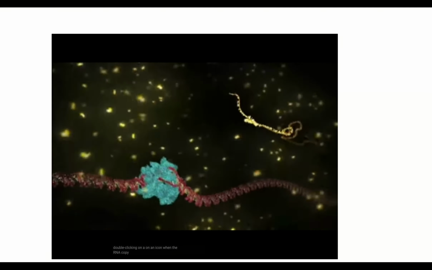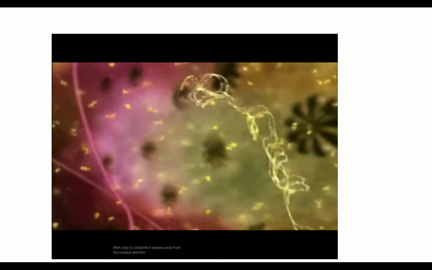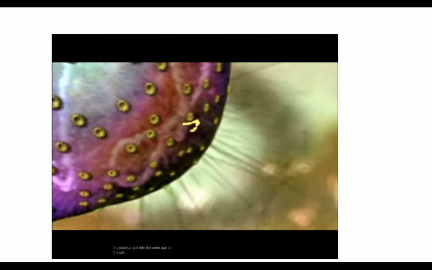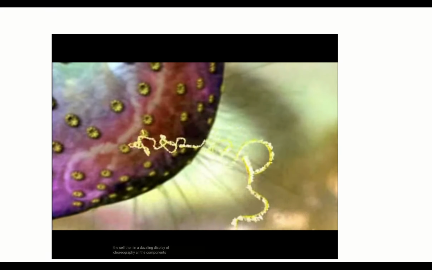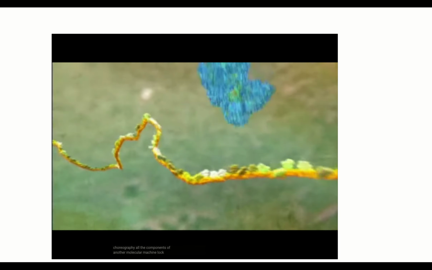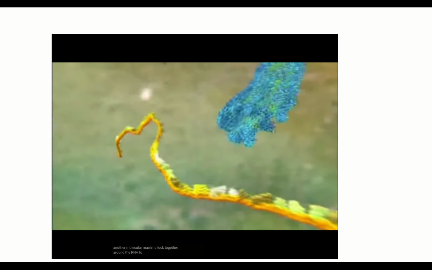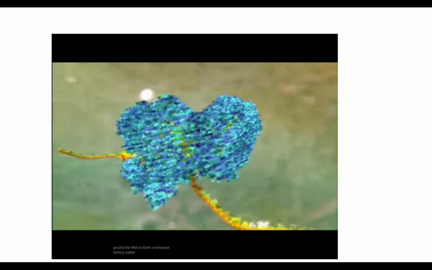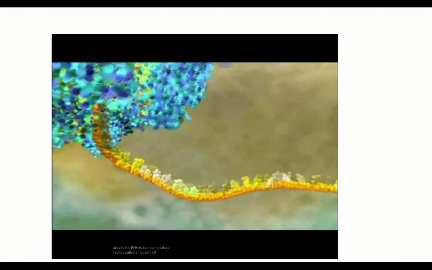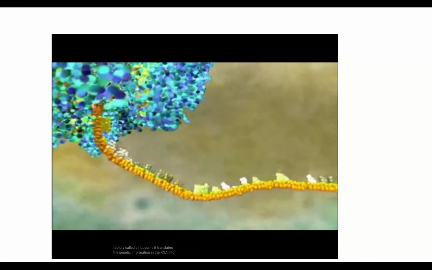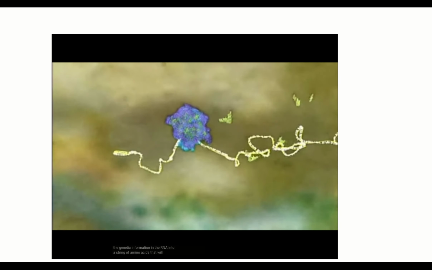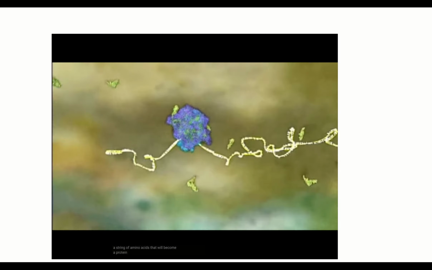When the RNA copy is complete, it snakes away from the nucleus and into the outer part of the cell. Then, in a dazzling display of choreography, all the components of another molecular machine lock together around the RNA to form a miniature factory called a ribosome. It translates the genetic information in the RNA into a string of amino acids that will become a protein.